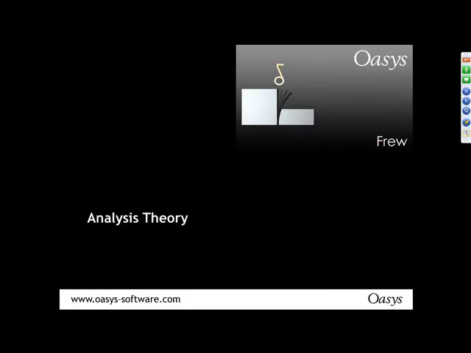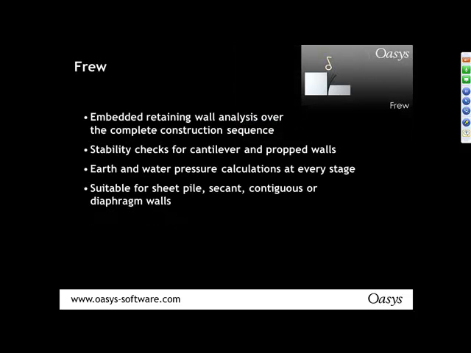So starting off, we need to start with the analysis theory before jumping into the demonstration. To start off with, what is Frew? Frew is an embedded retaining wall analysis over the complete construction sequence. It carries out stability checks using limit equilibrium methods for cantilever and propped walls. But using soil structural interaction analysis, it calculates earth and water pressures at every stage.